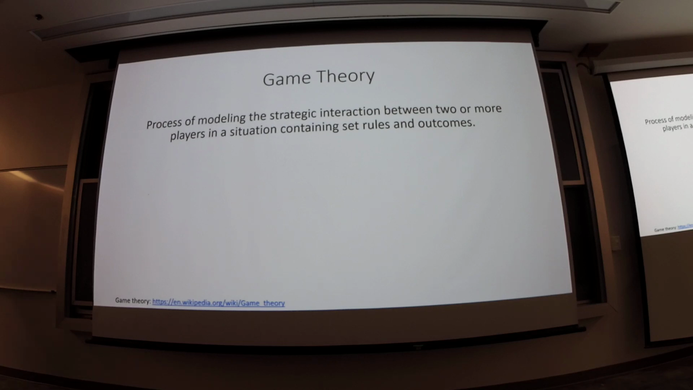So, okay, game theory is the process of modeling strategic interactions between two or more players in a situation containing a set of rules and outcomes, right? So this is basically a game. A game is nothing more than a set of rules where players, that we will define later, can define their strategies so as to obtain a gain or to avoid a loss. Okay?